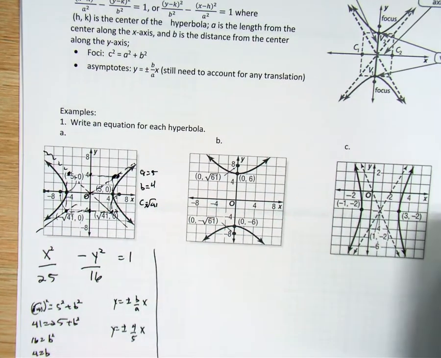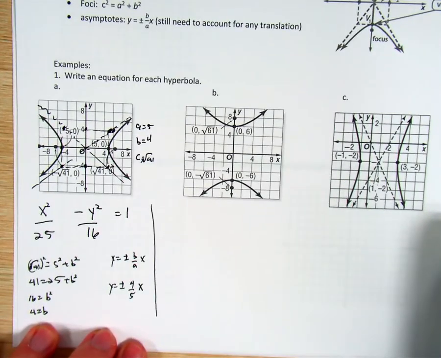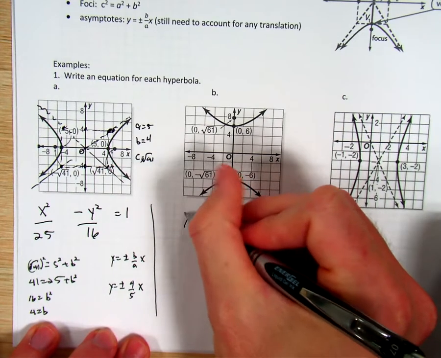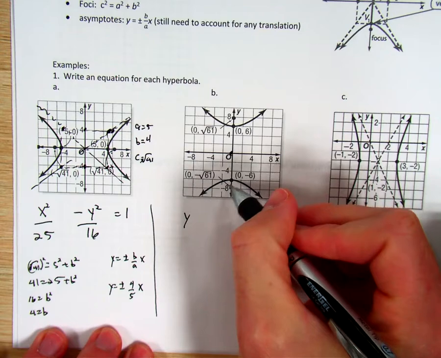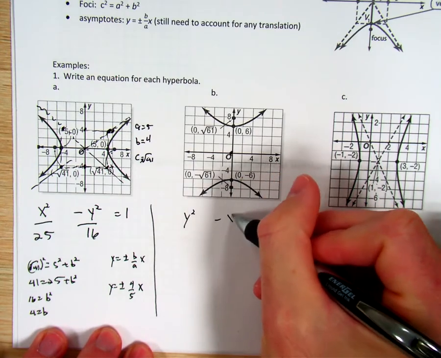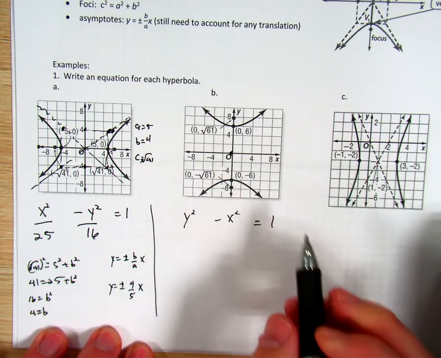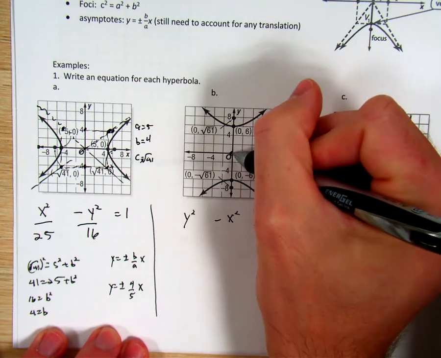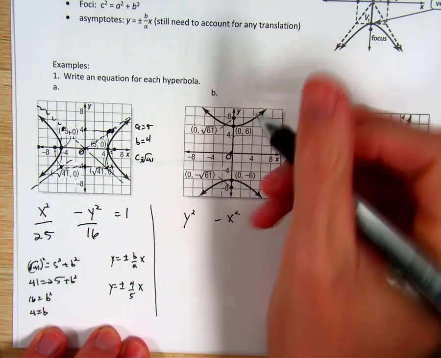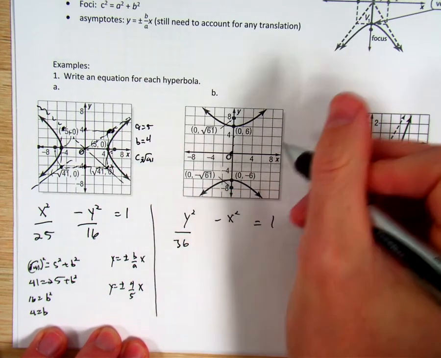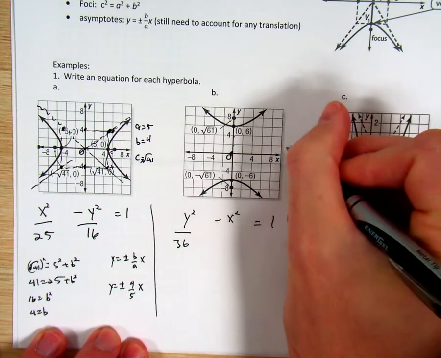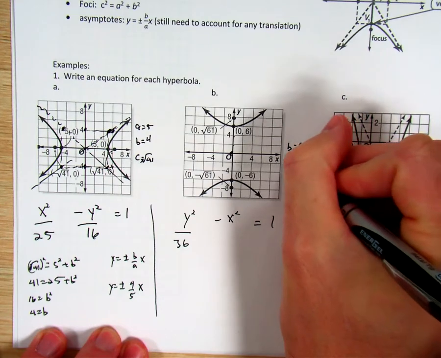Same thing with part B here. It's opening up and down, so I know y squared is going to go first. It's centered at 0, 0. Y squared's first. What's my vertical distance? 2, 4, 6. So it's going to be over 36. So my b is 6.